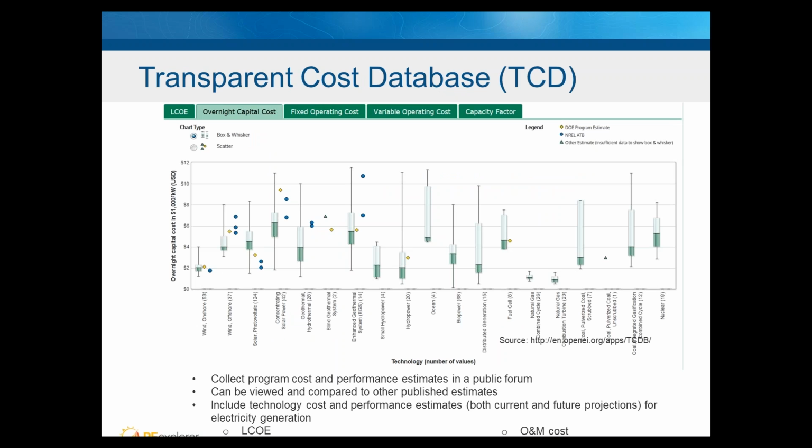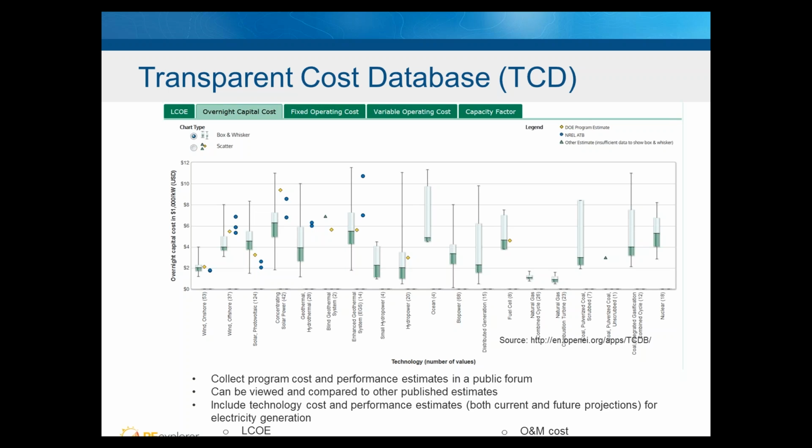On this one, we talk about the transparent cost database, which is part of this project. It's a database that helps calculate the LCOE for various types of technologies. We'll track all those capital costs and O&M costs, operation and maintenance costs, and what the capacity factor should be for a particular technology, or the actual capacity factor for a particular technology.